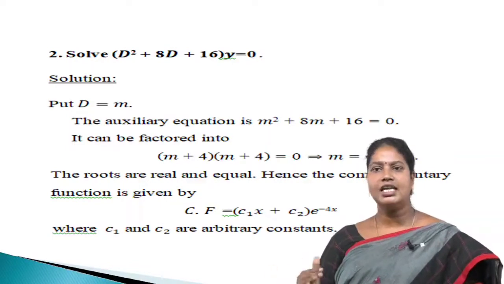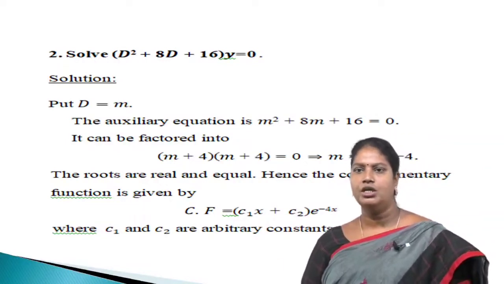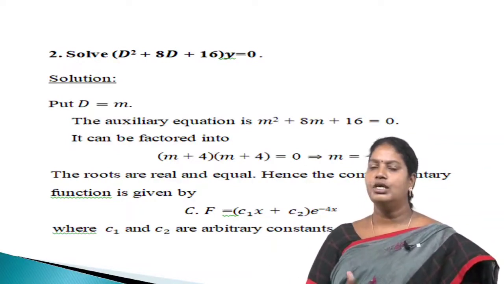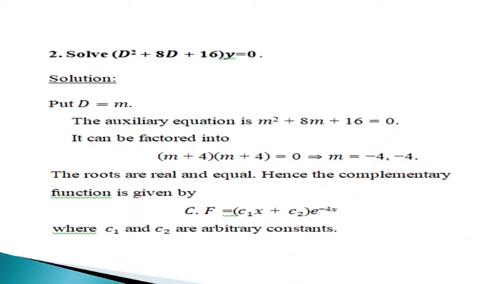So the auxiliary equation is m square plus 8m plus 16 equal to 0. It factors into (m plus 4) into (m plus 4) equal to 0. So the values of m are repeating twice, that is minus 4, minus 4. So they are real and equal roots. So the complementary function is CF is equal to (C1 x plus C2) into e power minus 4x, where C1 and C2 are arbitrary constants.